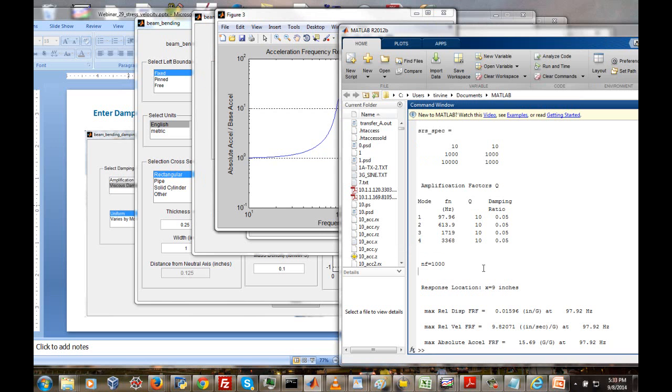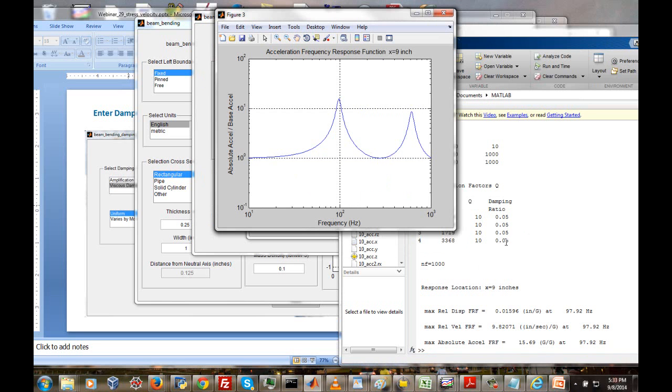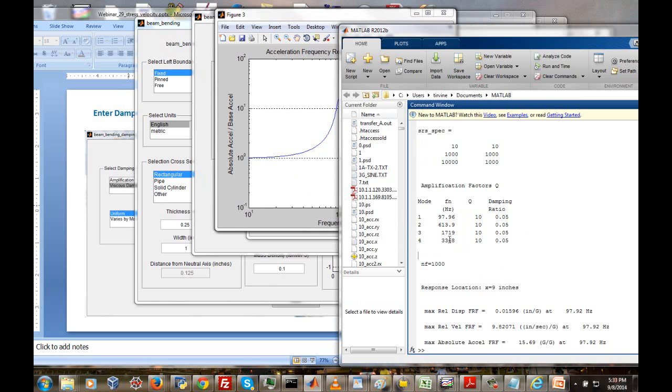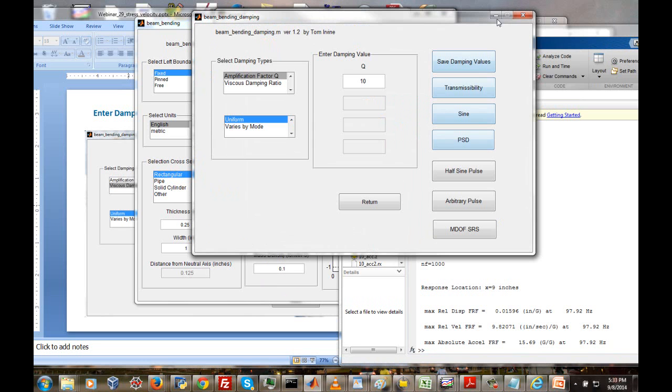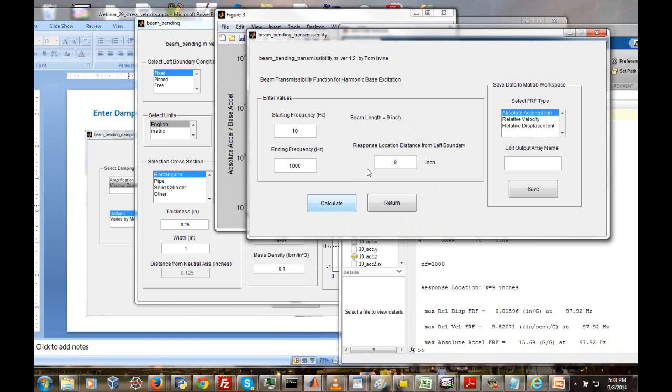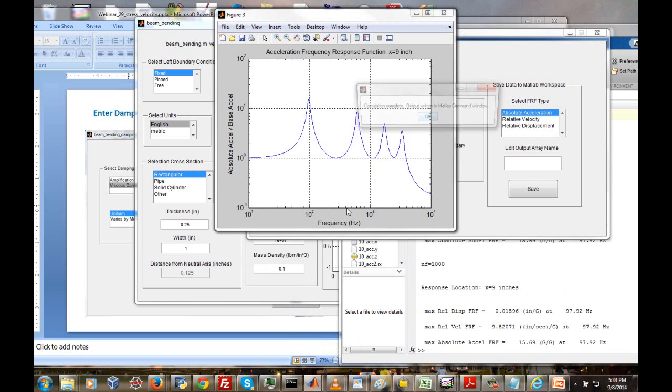At, let's see, what was that? It was about 98 hertz. And, you know, I put this up to 1,000. I should have gone up to 10,000. So that's pretty easy to redo. Let me just go ahead and do that. We were missing a couple of modes there. Okay, here's going out to 10,000 hertz in frequency. So first mode, second mode, third mode, and fourth mode.